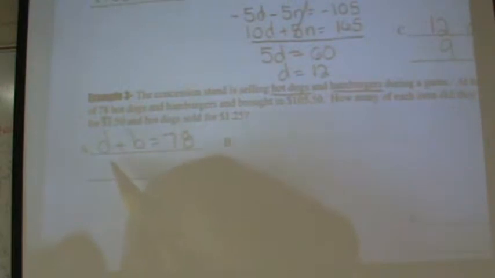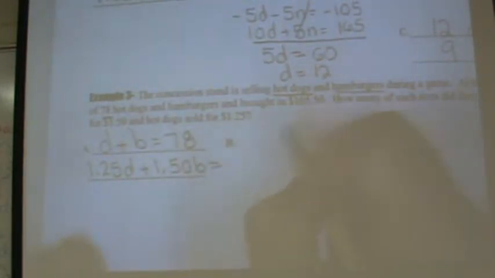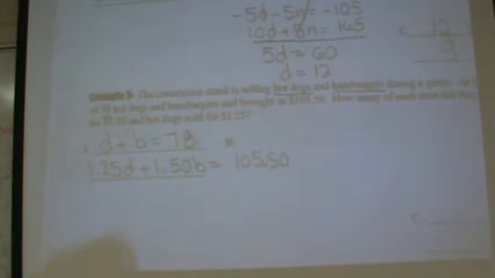How many items did we sell? How many units? 78. So we're going to do D, dogs and burgers. We have 78 of them. How much is a dog? 1.25. So 1.25D plus hamburgers are 1.5. And how much did we sell? Okay, now let's take a minute and solve this one.